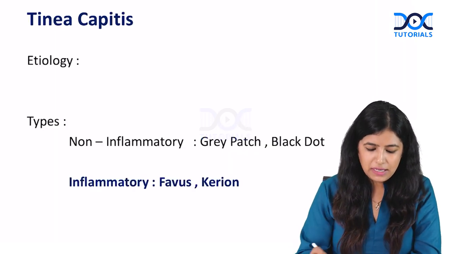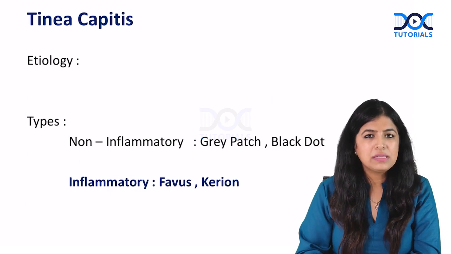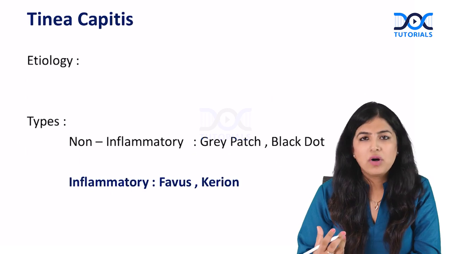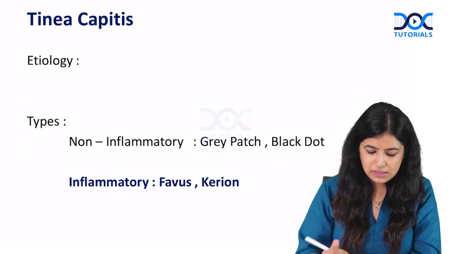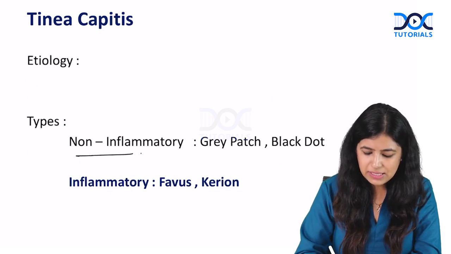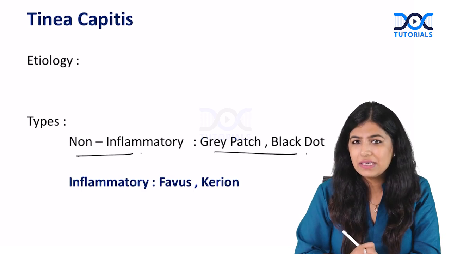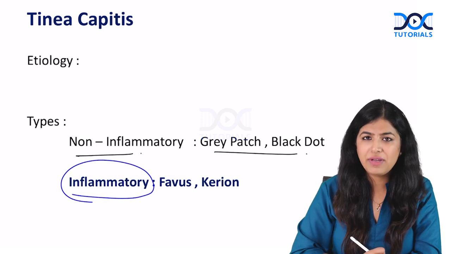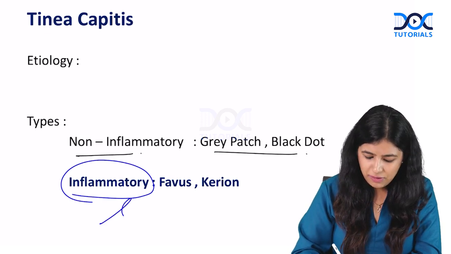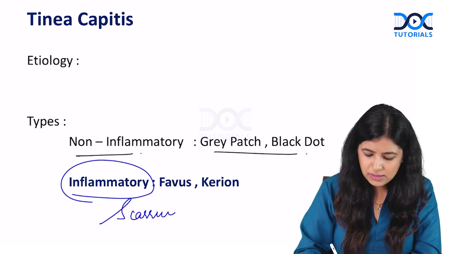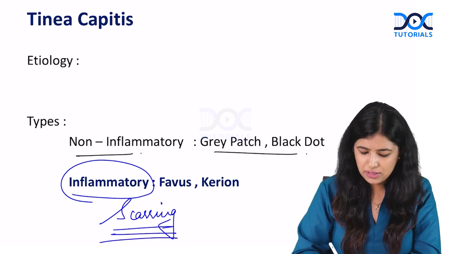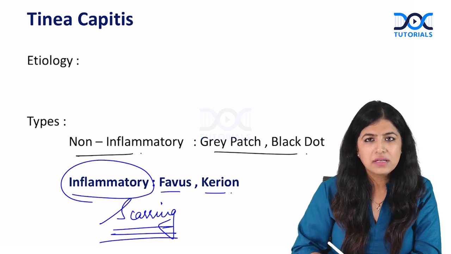Then we come to Tinea capitis. Now, Tinea capitis is a dermatophytic infection of the hair shaft. I have already told you that Tinea capitis, the non-inflammatory variants, can cause a non-scarring type of alopecia, but there are inflammatory variants also. These inflammatory variants cause a scarring, so they lead to scarring alopecia. This includes two types, Favus and Kerion.